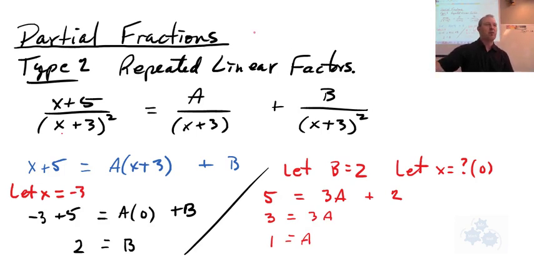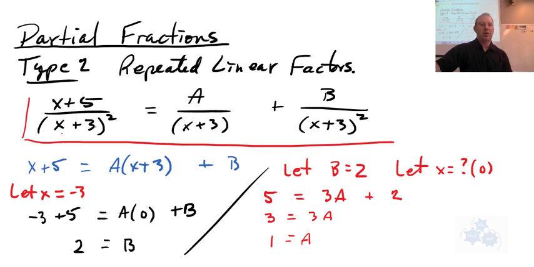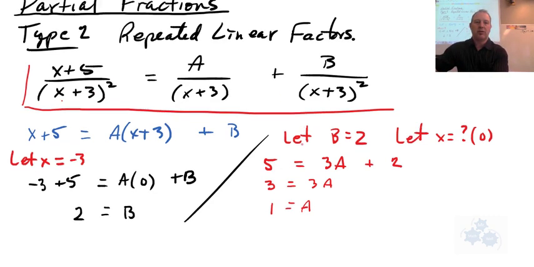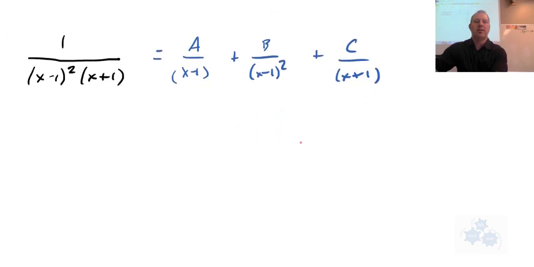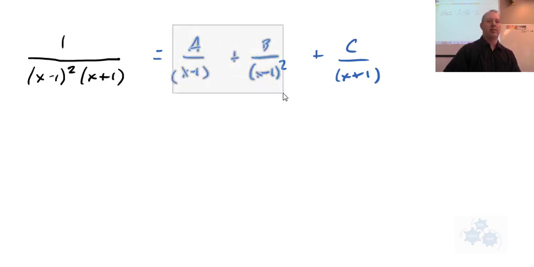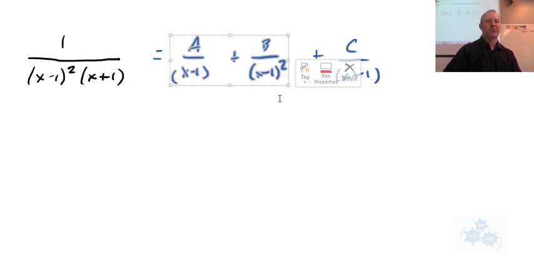So the big thing with type 2, and again, this is just a bit of a shorter lesson really, because we did the heavy lifting in the previous lesson. But if you have repeated factors, you have to write them out like this. So let's take a look at another example, and here is how you would do this one. Okay. So if we have 1 over x minus 1 all squared times x plus 1, it looks like we have 3 factors. So we're going to have 3 terms. But this one has got to be split up like this. Okay? So again, that's the only slight difference from type 1.